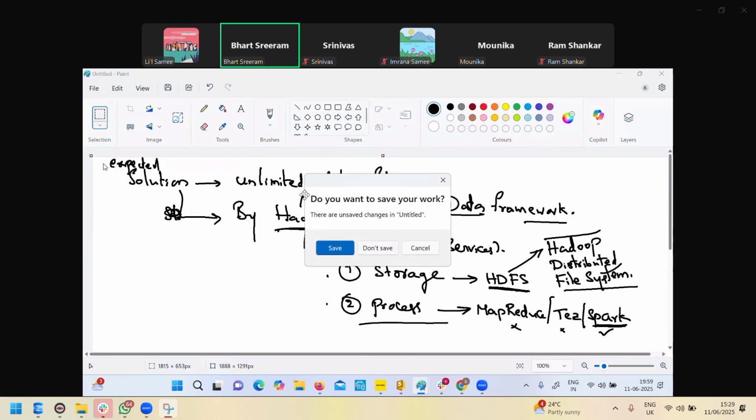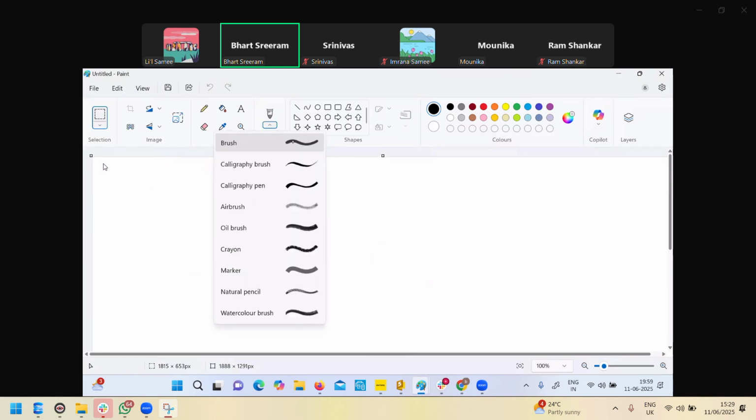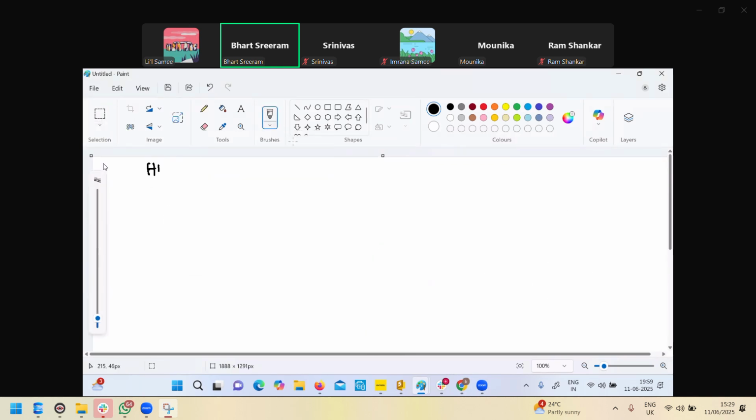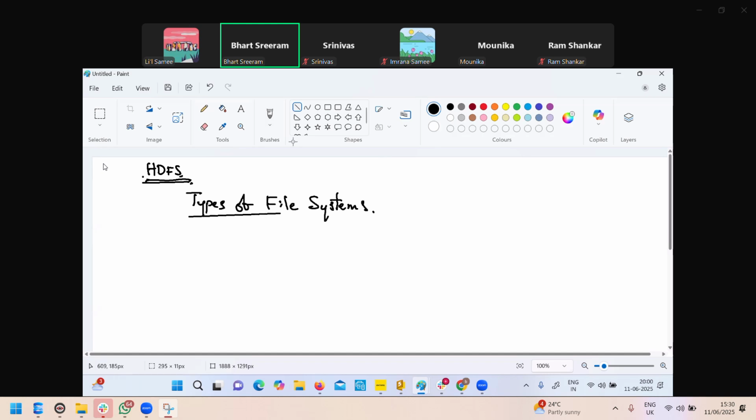A very brief talk today on this HDFS. To understand more about HDFS, first of all you have to understand the types of file systems. Then you can understand how exactly HDFS works. What are the types of file systems?